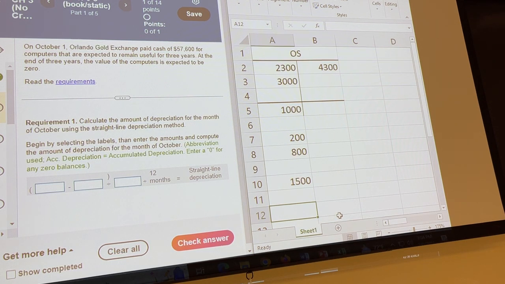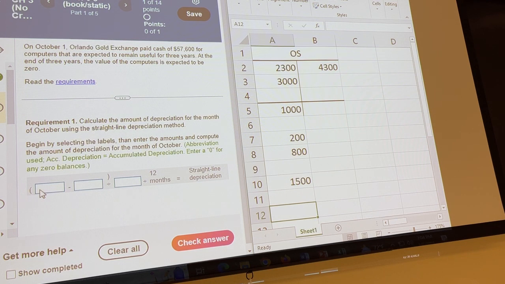On October 1st, Orlando Gold Exchange paid cash of $57,600 for computers that are expected to remain useful for 3 years. At the end of 3 years, the value of the computers is expected to be 0. We're supposed to calculate the amount of depreciation for the month of October using the straight line method.